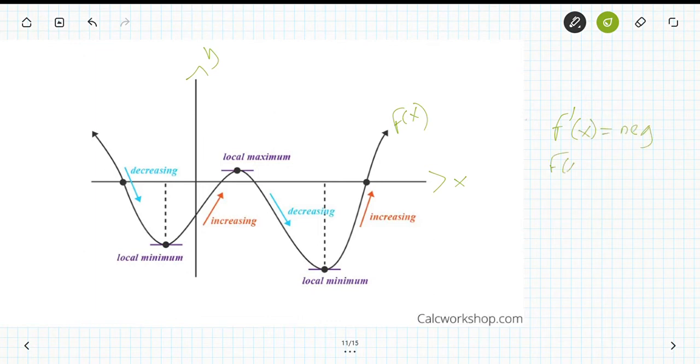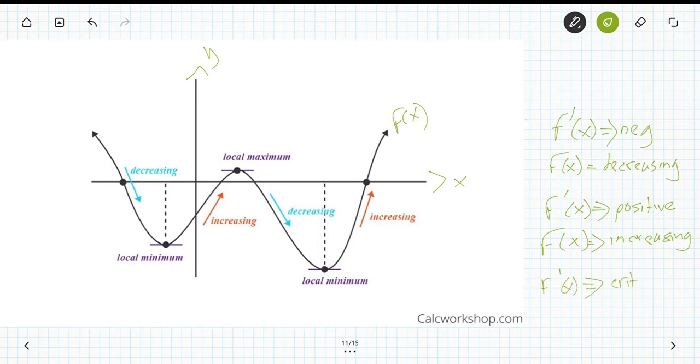that means that f of x is decreasing. Okay, and if the derivative is positive, then that means that your function f of x is increasing. Okay, and if the derivative is 0, then that means you have a critical point. And that critical point is either a max or a min. Okay, so we know that.